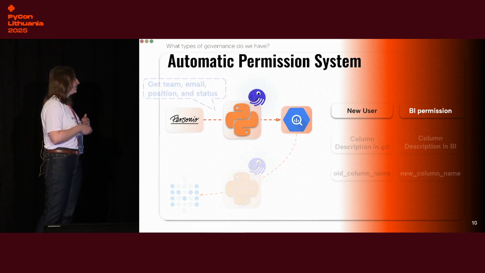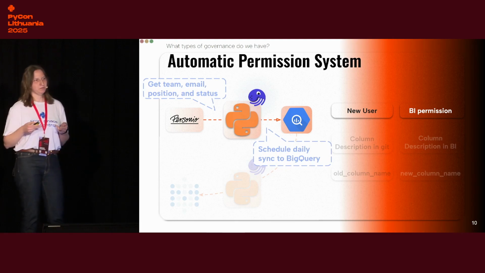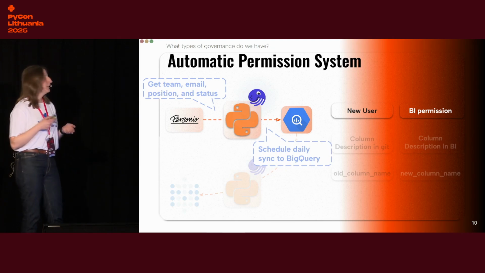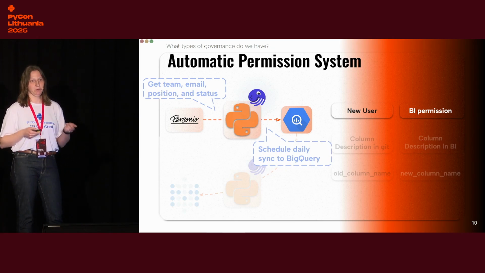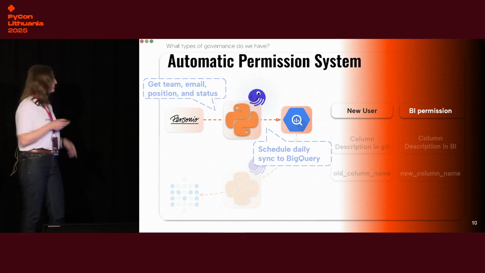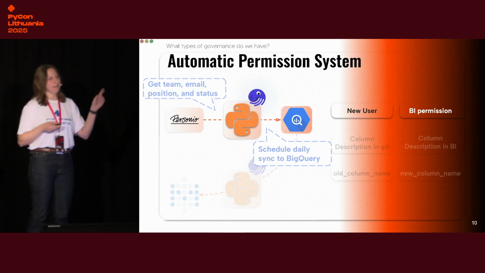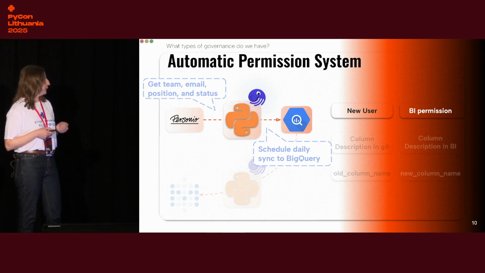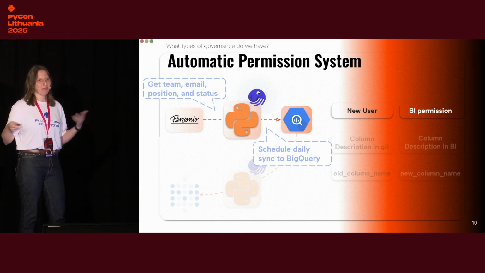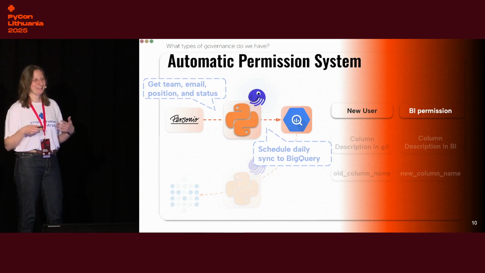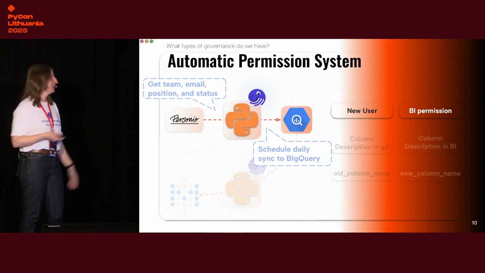Here we get the team, the email, the position and the status, for example, if someone is active or inactive, so people that already left. And we sync this to BigQuery, our main warehouse, daily. Normally, people do not change positions more than once in a day, right? If you have a promotion, it's probably once every 6 months or every 3 months.